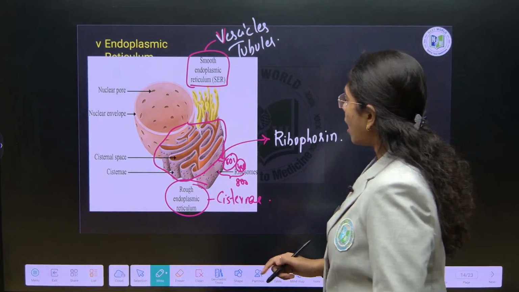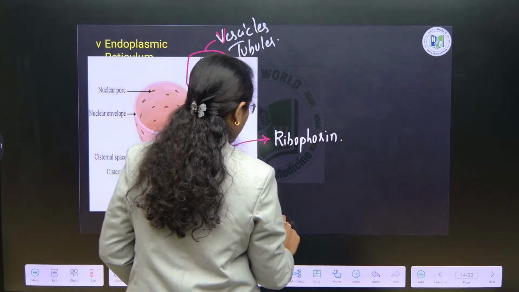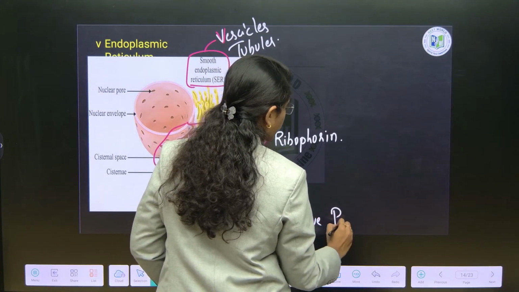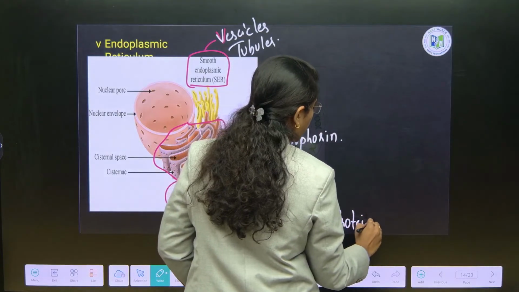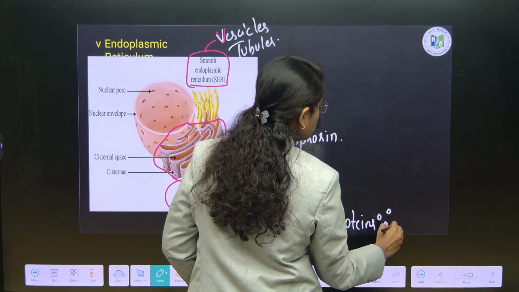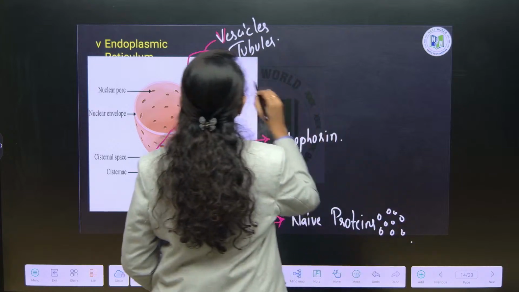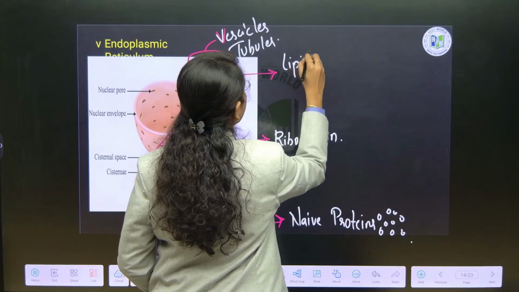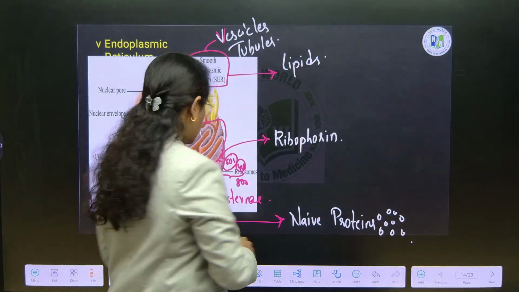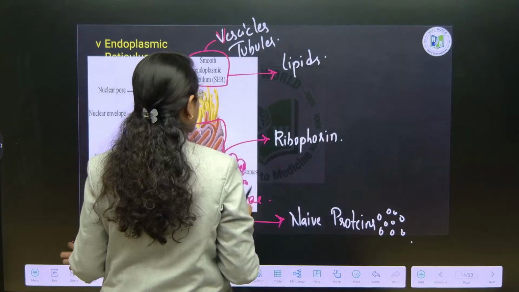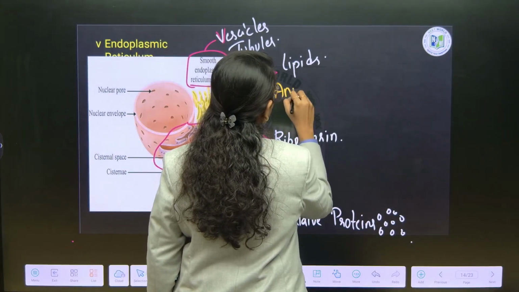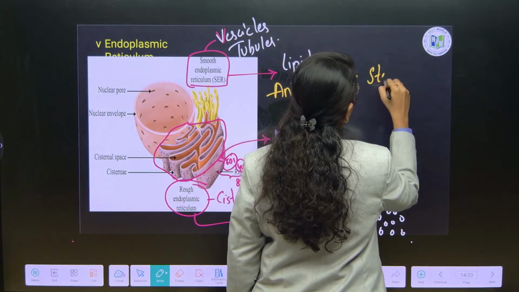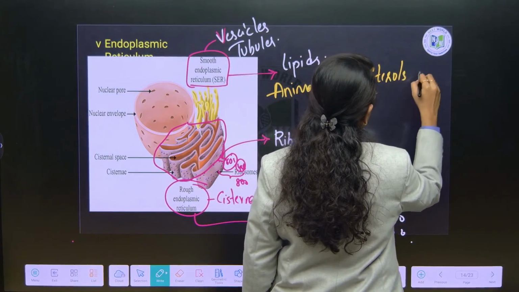As I told you, RER will be synthesizing what? Naive proteins. These proteins are synthesized in the form of vesicles only. Okay. And smooth endoplasmic reticulum will be synthesizing lipids, and in an animal cell this will also help in the synthesis of steroids. In an animal cell, it will help in what? Steroid synthesis or sterol synthesis.